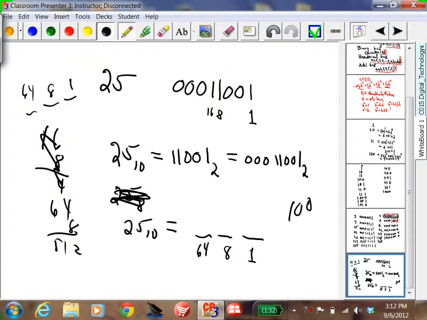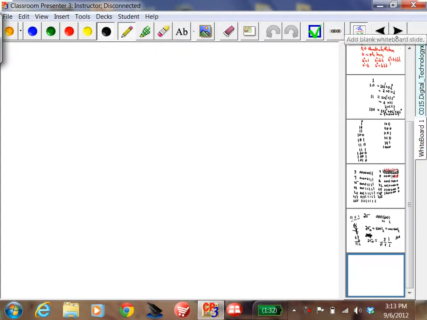So 25 in octal is 3, 1. 3 times 8 is 24, plus 1 is 25. Okay. Now, that's really hard. What would 25 be in hexadecimal?